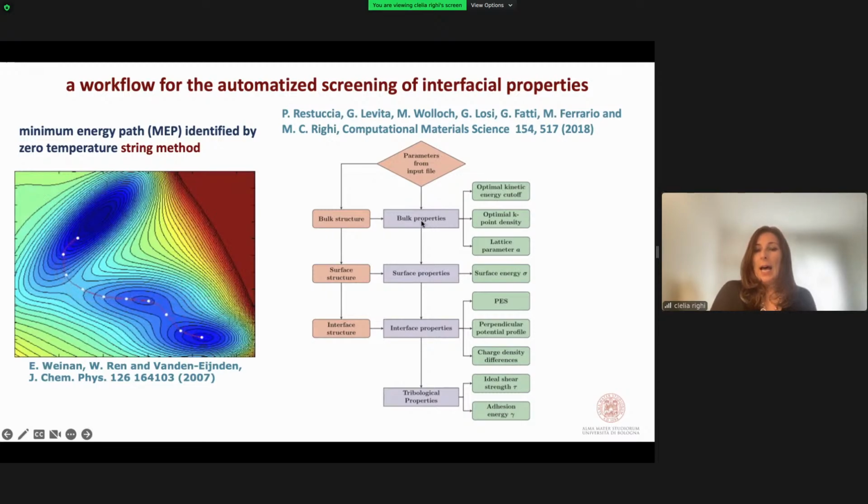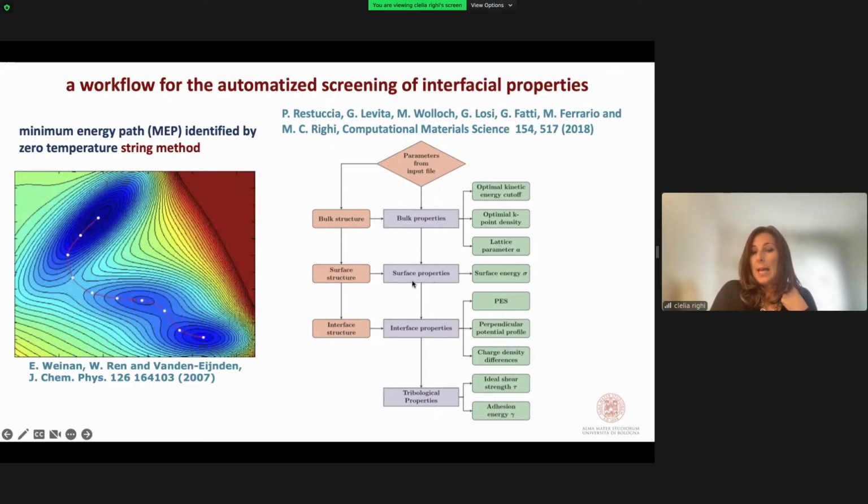There was, first of all, a very limited number of input parameters that is read. Then there is a bulk unit where the bulk properties of the elemental system considered are calculated, and the computational parameters are optimized automatically. So the optimal kinetic energy cutoff and the optimal K-point density are identified by using the equation of state to describe the bulk. That also allows us to calculate the theoretical lattice parameter and bulk modulus.